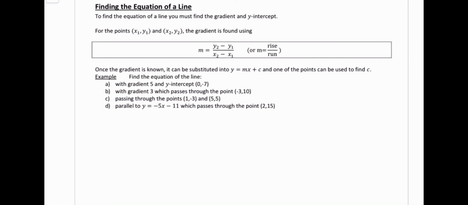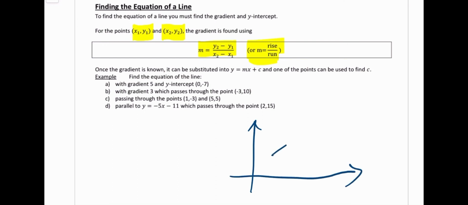So let's have a look at our gradient formula. Again, if you've got the points x1, y1 and x2, y2, the gradient can be found using this formula. So m is equal to y2 minus y1 over x2 minus x1. Another way of saying it is the rise over the run, and I know an awful lot of people like this way of doing it. Let's just look at what is happening here.